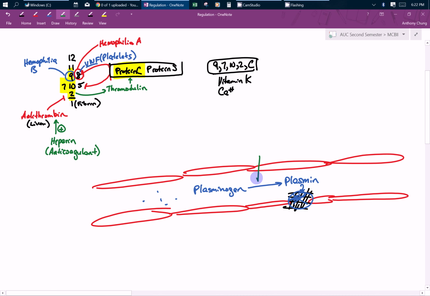And the thing that will activate this, there are 3 things that activate this. And they're going to be UPA, TPA, and streptokinase. So you can imagine why these things would be important, because if you had a heart attack, you had a clot somewhere, and you want to dissolve that clot, you can use these things. And then that is the end of clotting.